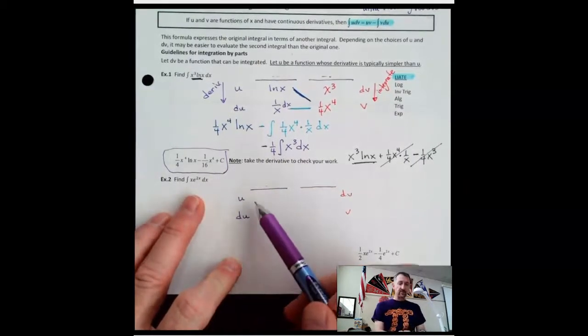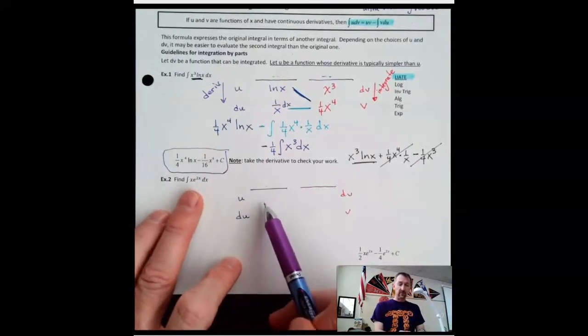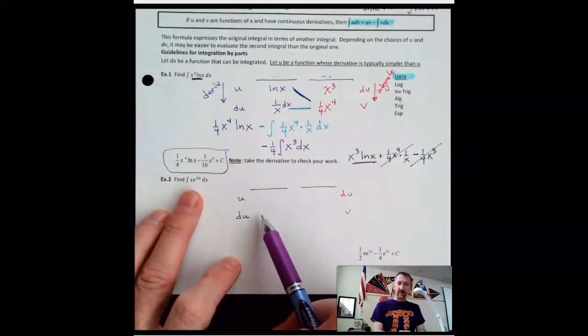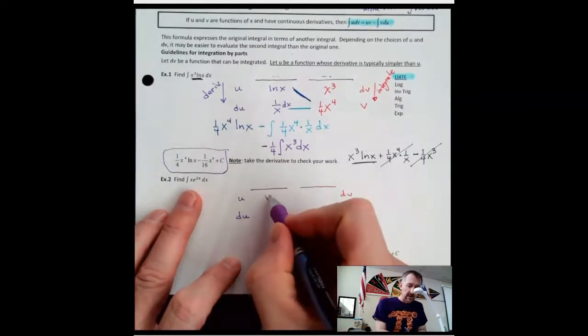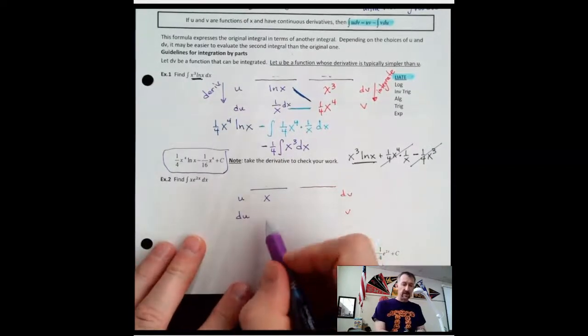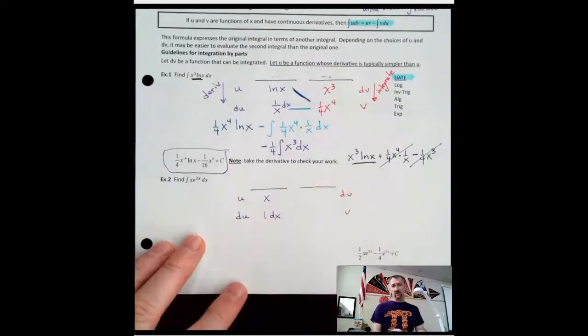If we said we want the derivative of u to be simpler than u, so if we chose e to the 2x to be u, and we take the derivative of that, the derivative of e to the u is e to the u times du. So that would be e to the 2x times 2. So that would be 2e to the 2x. Well, that's not really any simpler. We didn't make it simpler. So we probably don't want u to be e to the 2x. But what if we let u be x? Well, the derivative of x is just 1. So that's simpler. So that was okay.